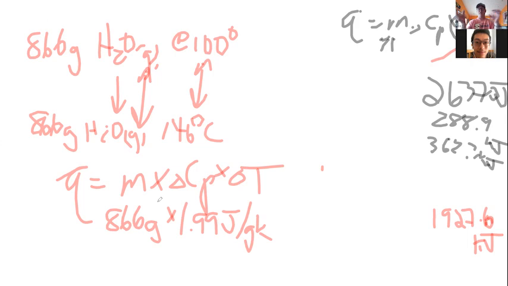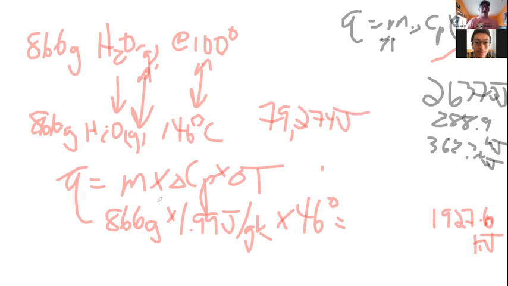So now the molecules hardly interact with each other at all, so it doesn't take as much energy to increase the temperature. And then the change in temperature is just 46 degrees. So my Q now is 866 times 1.99 times 46. So, 79,274 joules.